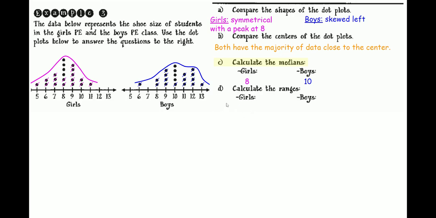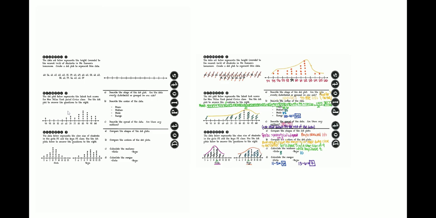If we calculate the ranges, remember that's the biggest number minus the smallest number, the difference between the highest value and the lowest value. So the biggest value for the girls is 11, the lowest is 5, so it should be 11 minus 5, which is 6. And for the boys, the range is 13 minus 6, because the smallest shoe size is 6, which is 7. So the boys actually have a greater range of shoe sizes as well. Anyhow, now you know how to read a dot plot and make one, and just to interpret the information.